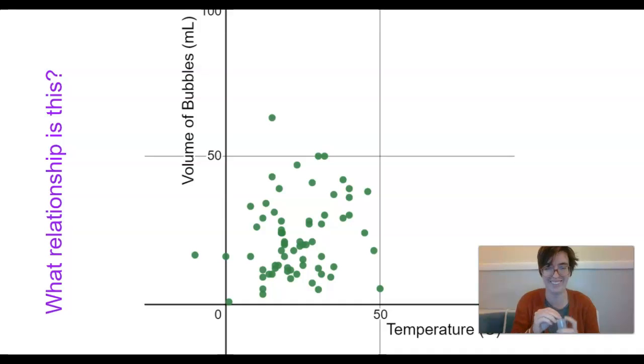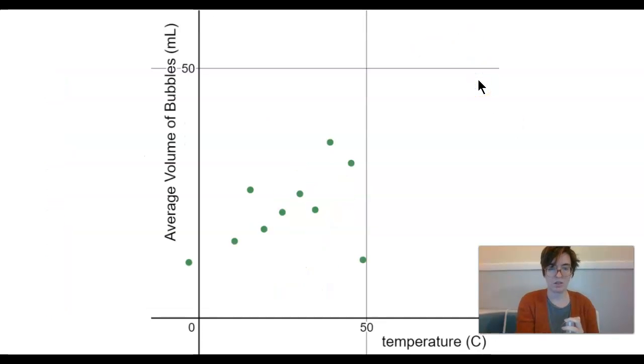Beautiful. It looks like a bunch of nonsense to me, but once I averaged it, I just took different sections, like I did 0 to 5 degrees, and averaged all of those temperatures and volumes of bubbles, and then I did 5 to 10 degrees, etc. So then I got something that looks like this, which is actually pretty close to what I would expect to see.